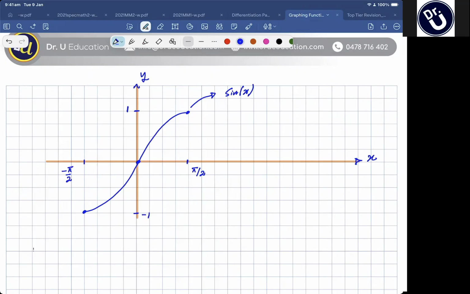Now, how does your inverse function look? Let's think about this. How does your inverse function look?